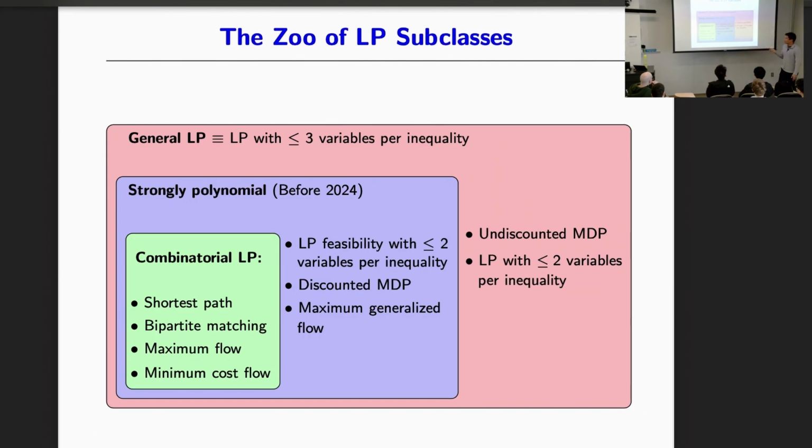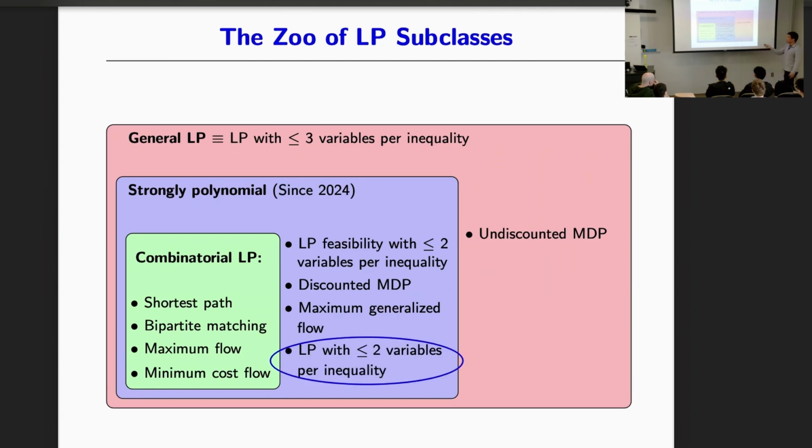And so the main result of today's talk is to solve the optimization variant of these 2 problems. So these are both feasibility problems. And so we move the optimization variant into the strongly polynomial frontier.